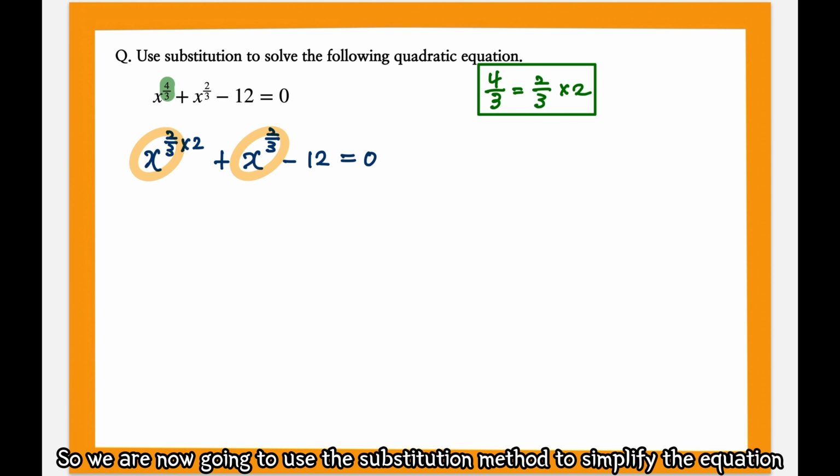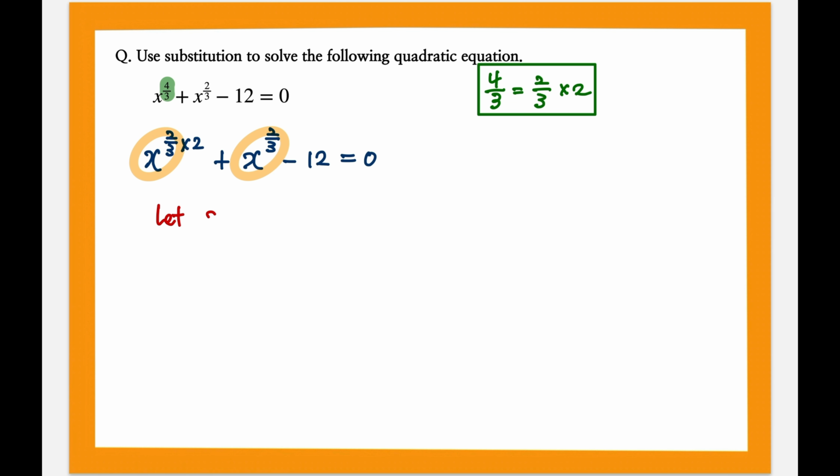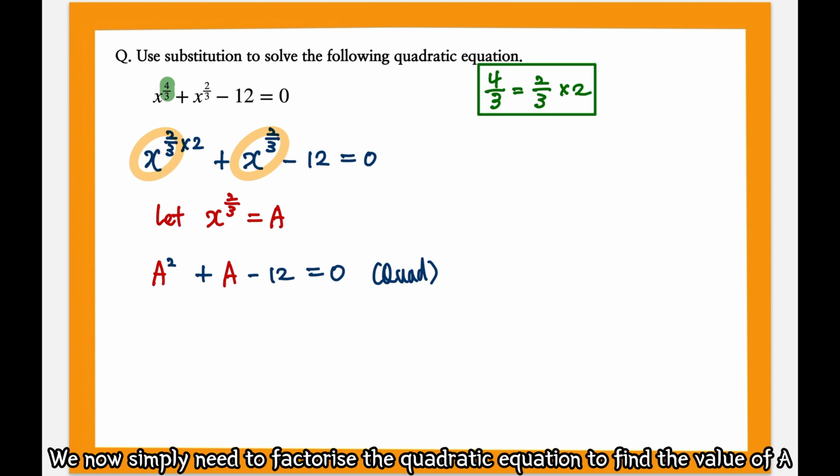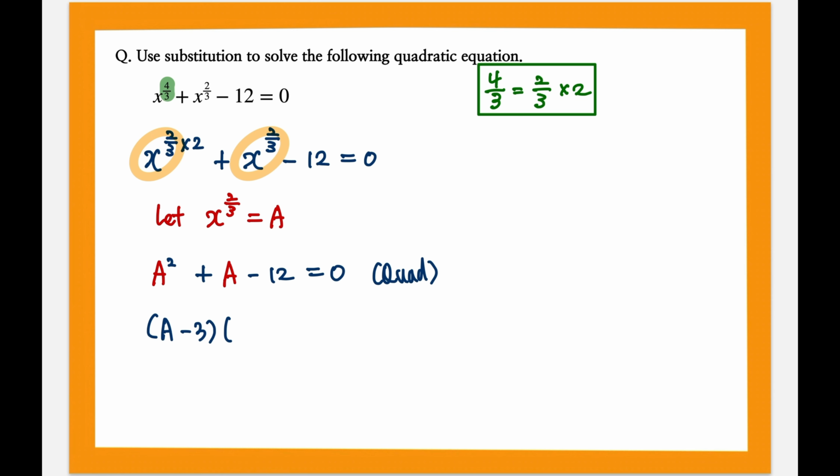So we're now going to use the substitution method to simplify the equation. Let x to the power of 2 over 3 equals to a. Then the equation turns into a squared plus a minus 12 equals to 0. So you can find that it's a quadratic equation. We now simply need to factorize the quadratic equation to find the value of a. So (a minus 3)(a plus 4) equals to 0. Then the value of a is equal to 3 or minus 4.